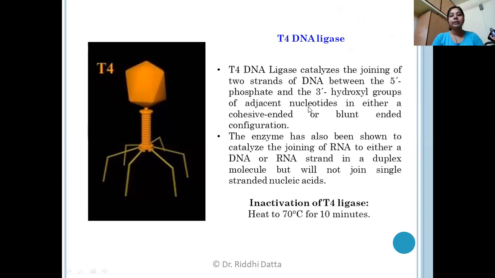So this T4 DNA ligase catalyzes the synthesis of phosphodiester bond formation between the 3' hydroxyl group of one fragment and the 5' phosphate of the other fragment, and it requires ATP as its cofactor. Now once the ligation reaction is over, you can inactivate this enzyme by heating it to 70 degrees centigrade for 10 minutes. That's how we inactivate the enzyme.